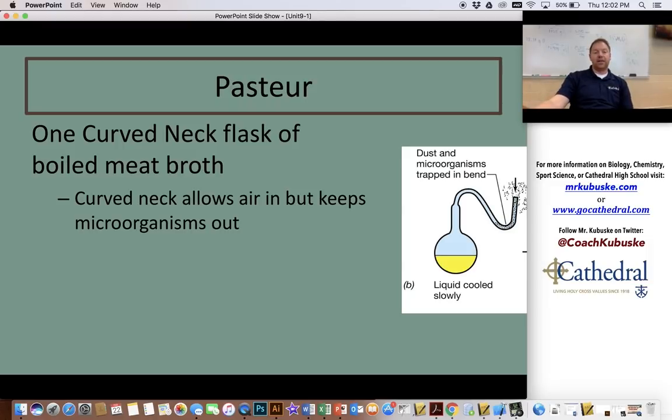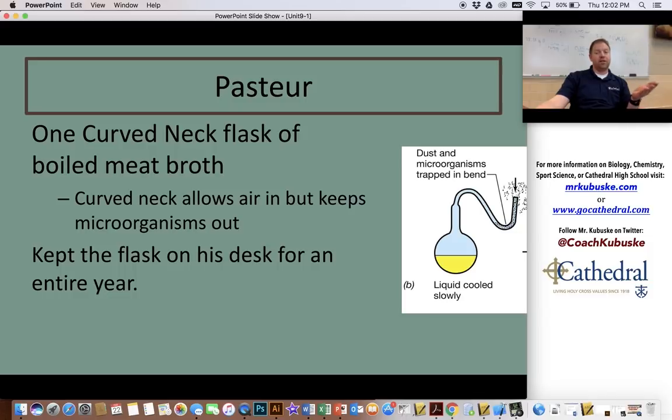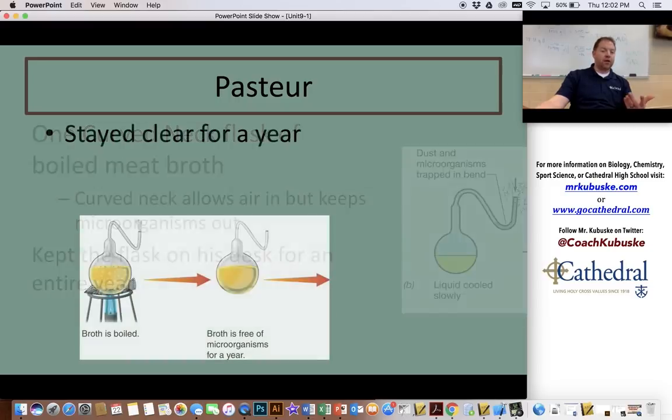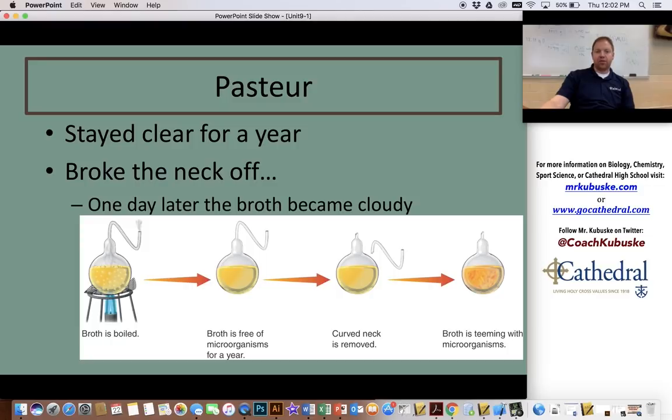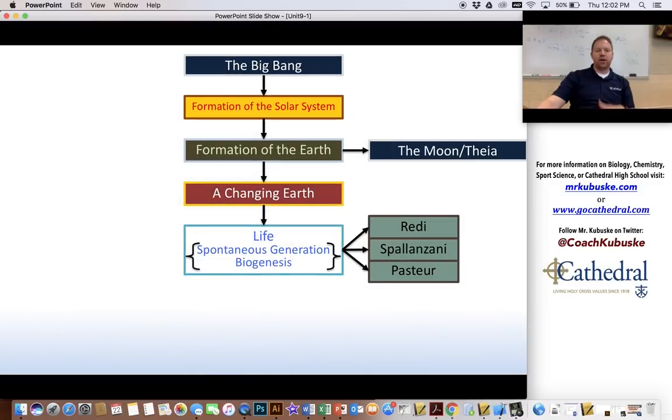And so basically he let this curved neck flask sit on his desk for a year, and it never became cloudy. It was always clear, that meat broth that was in it. Okay, and then after a year, he breaks the neck off, and within a day, what do you think happens? Well, obviously, it gets cloudy. So, again, finally, after all this evidence, the tables start to turn, and people start to become aware that obviously life must be coming from other living things. And so that's where we can now reject the idea of spontaneous generation and improve biogenesis.